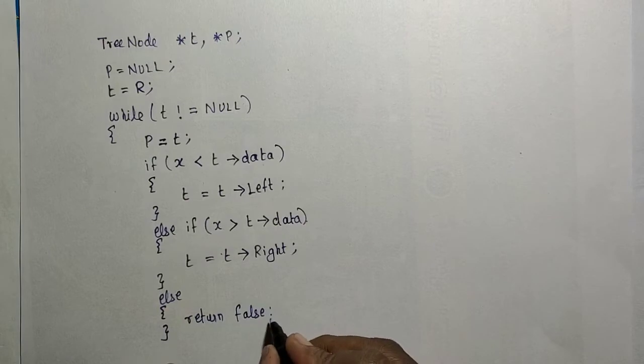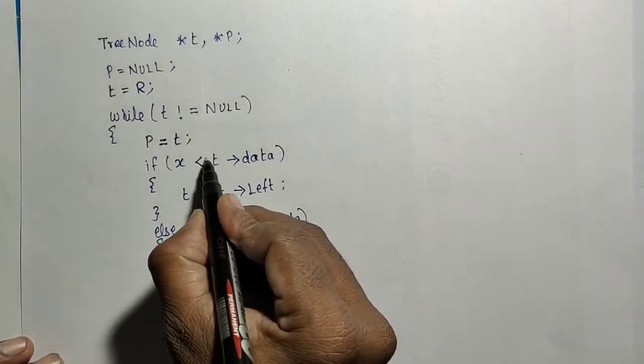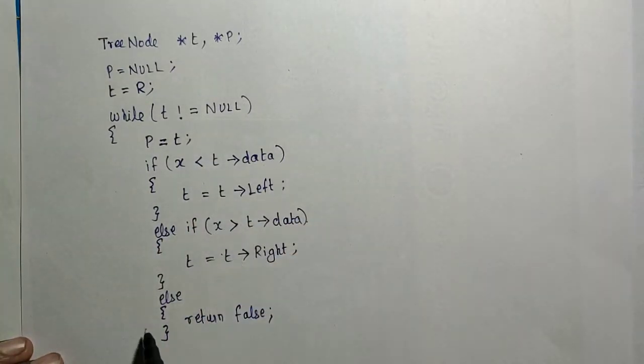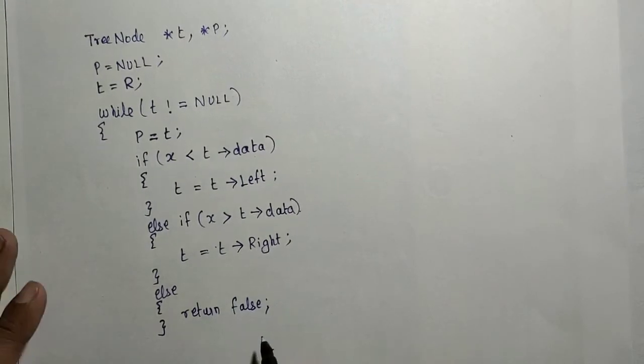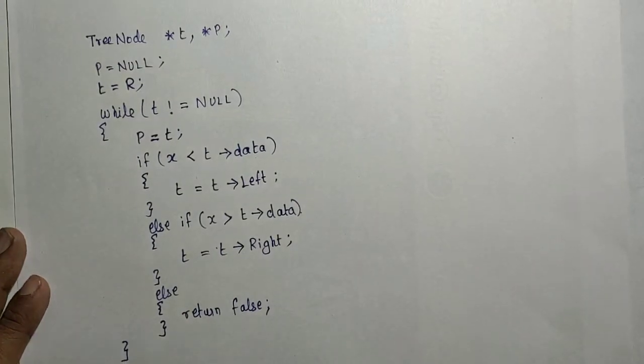So this is the case for duplicates. Suppose you want to handle the duplicates, either just put less than or equal to here, or greater than or equal to here, and leave that else part. That's all, if you want to handle the duplicates also. But in our code, we are not going to handle the duplicates. A duplicate means it is going to return false, x equal to t of data. So now we can complete that while loop.